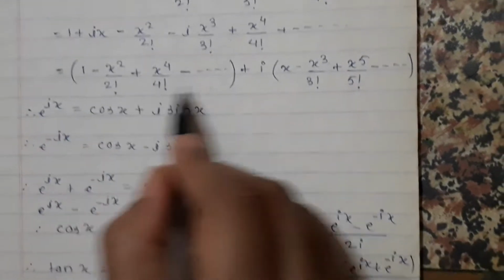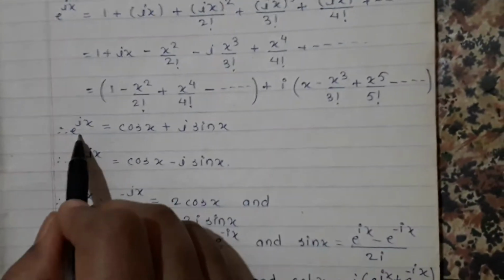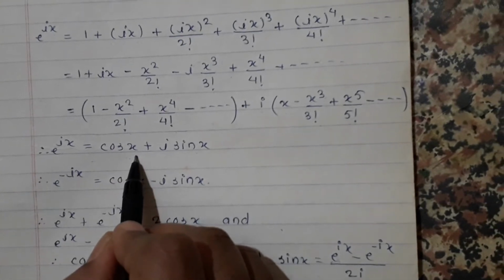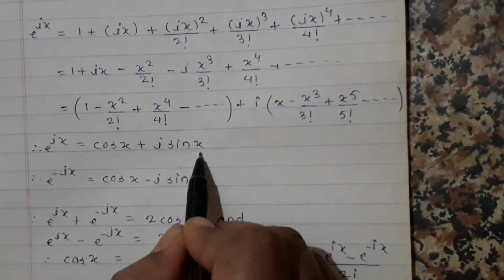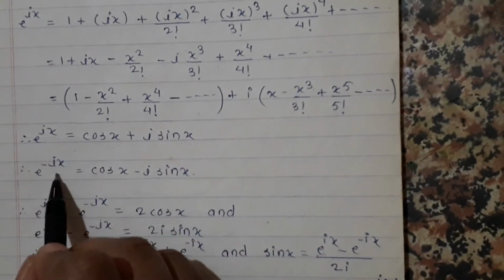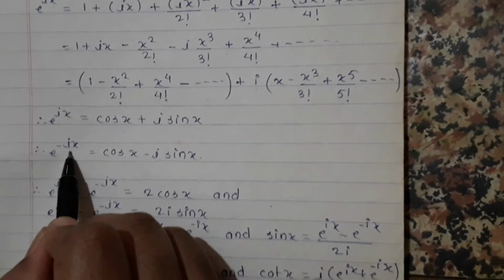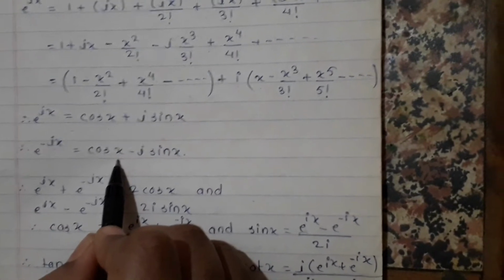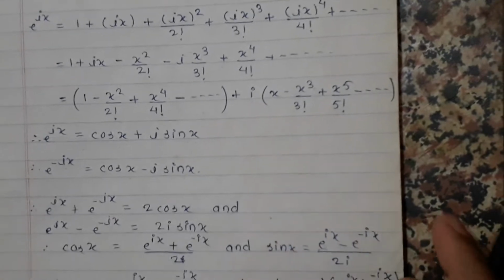So we can write the two terms in the form of cos x plus i sin x, and therefore e raised to ix can be expressed as cos x plus i sin x. Similarly, in place of e raised to ix, for e raised to minus ix, that term can be written as cos x minus i sin x.